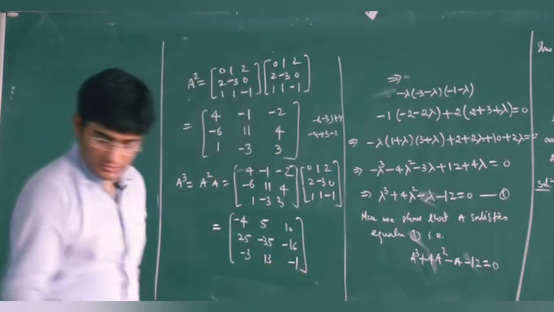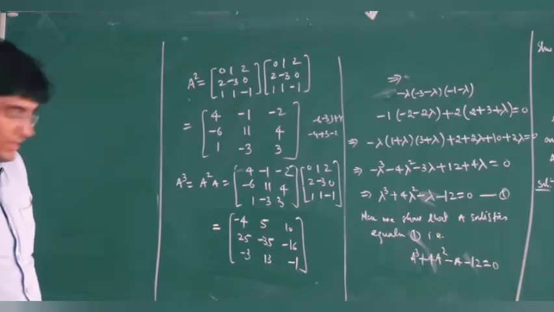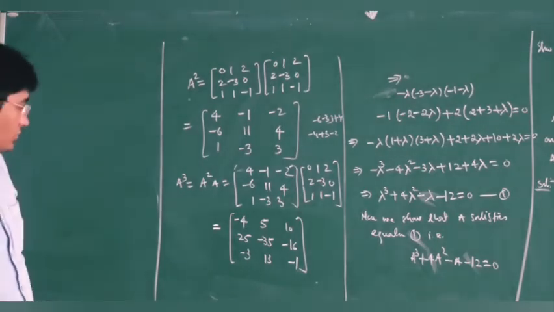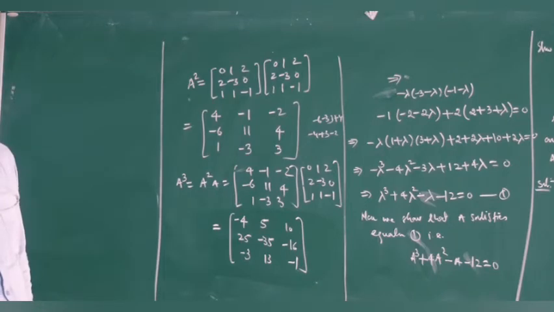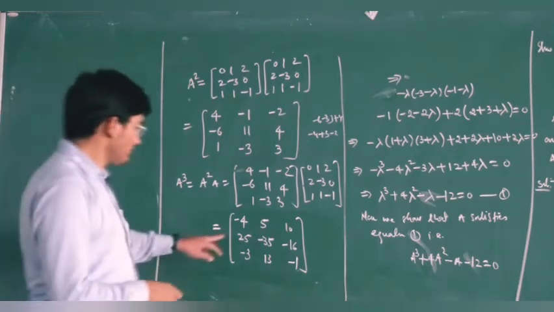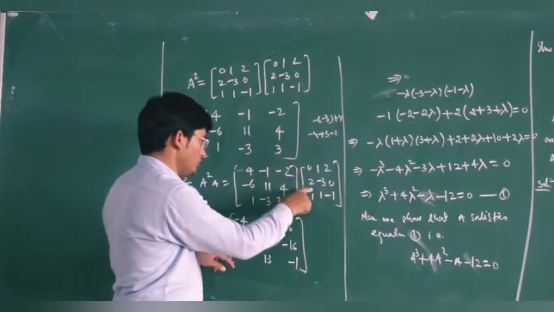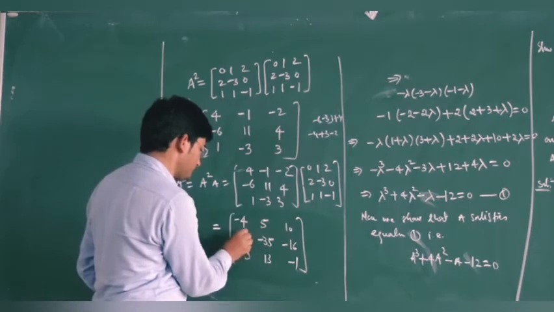So if we check this element, then this is equal to minus 4, 5, 10, 25, minus 35, minus 16, minus 3, 13 and minus 1. This element is your 26. Then let me check this element. So this is your 22 plus 4, so this is your 26.